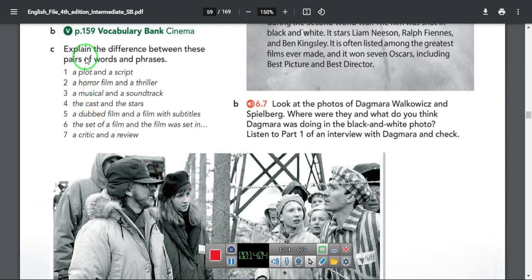After that, you are ready to explain the difference between these pairs of words and phrases. После того, как вы выполните задание по вокабуляру, вы будете готовы объяснить разницу между двумя словами: a plot and a script, a horror film and a thriller, and etc.